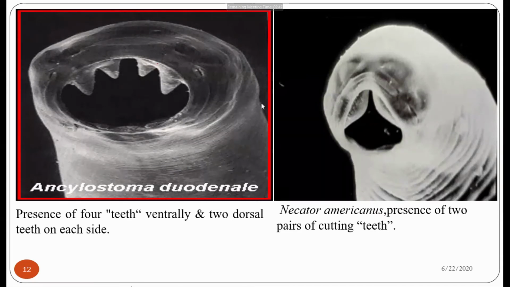Then this is the second picture at the right side of the screen. This is also a scanning electron micrograph of Necator americanus or New World hookworm. Here you can see the presence of two pairs of cutting teeth at the ventral and dorsal regions. Two at the ventral and two at the dorsal regions. Total 4 teeth are present in case of Necator americanus, while in case of Ancylostoma duodenale, there are 6 teeth.